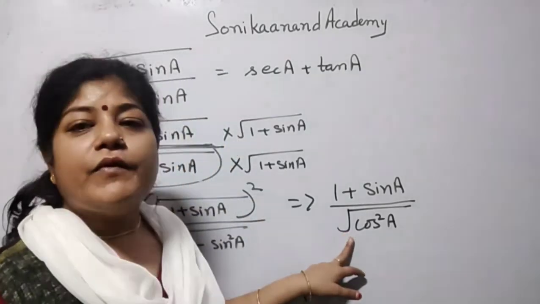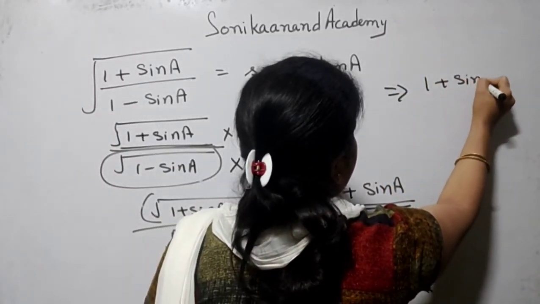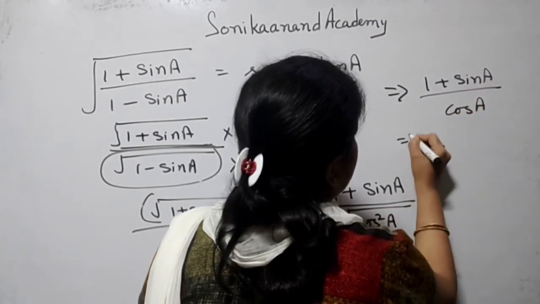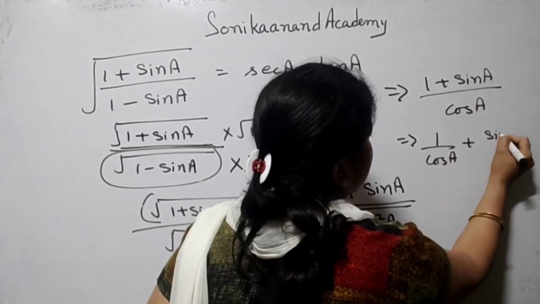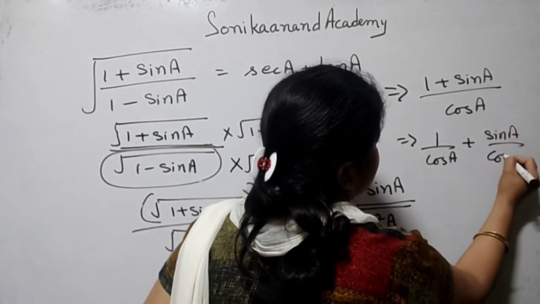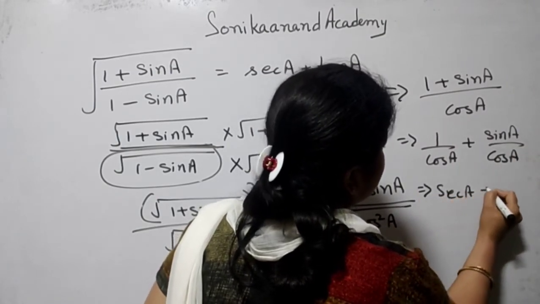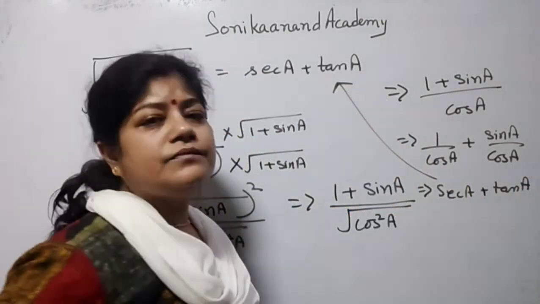So when we remove the under root, what do we get? 1 plus sin a over cos a. So we get 1 over cos a plus sin a over cos a. It can ultimately be written as sec a plus tan a. So we reach our goal.